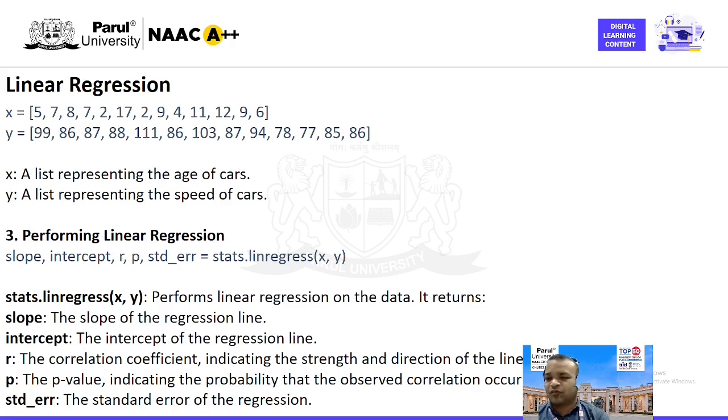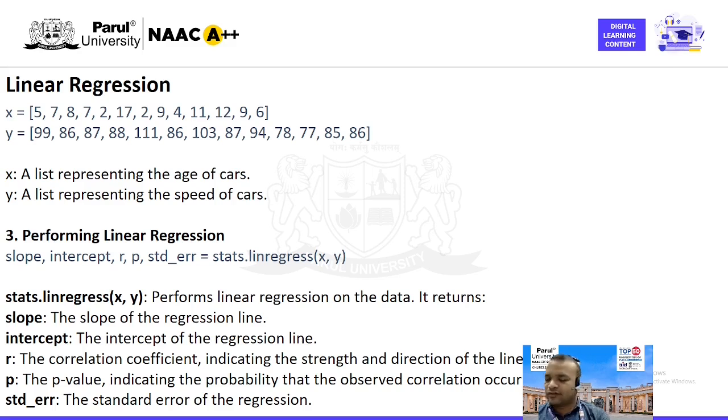Third point is performing the linear regression. So slope, intercept. Generally, we use the linear relationship, that means y is equal to mx plus c, as we discussed in the previous topic. Okay, so slope is required here. Slope, intercept, r, p, std_err is equal to stats.linregress of x comma y.